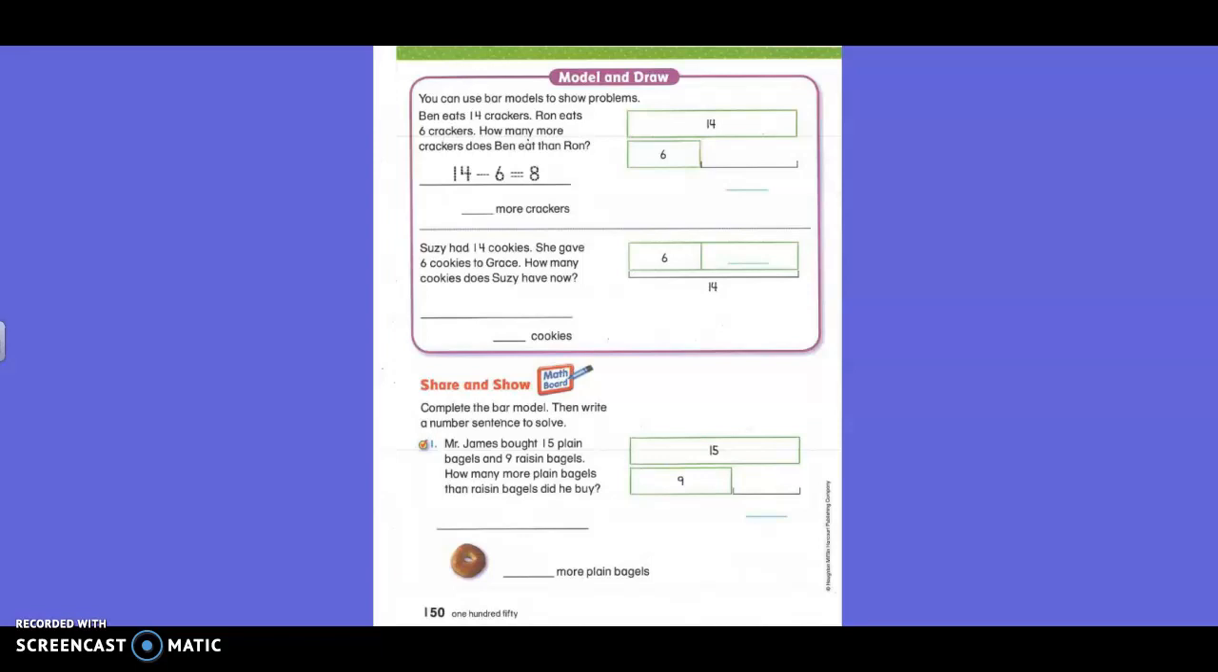Okay, boys and girls, now we have a model and draw. Let's read the directions. You can use bar models to show problems. Okay, so let's read the problem now. Ben eats 14 crackers. Ron eats 6 crackers. How many more crackers does Ben eat than Ron?